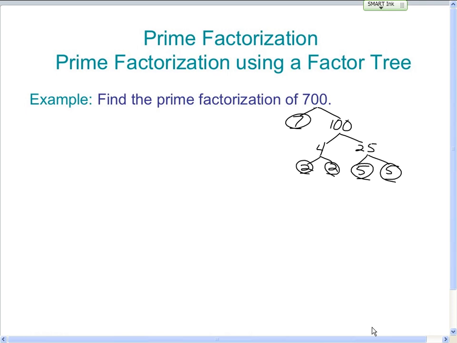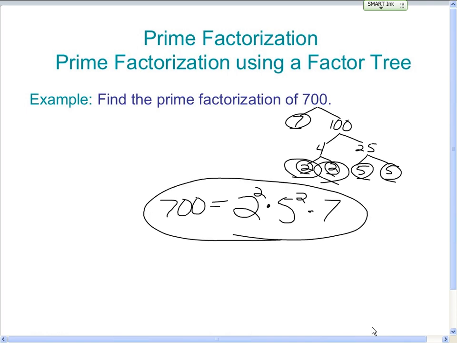So the prime factorization, we would write it with exponents. So we would say 2 to the second power, because there's 2 of them, times 5 to the second power, because there's 2 5s, and 7. So 700 is equal to 2 squared times 5 squared times 7. This is the prime factorization.